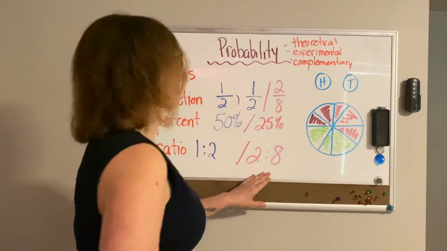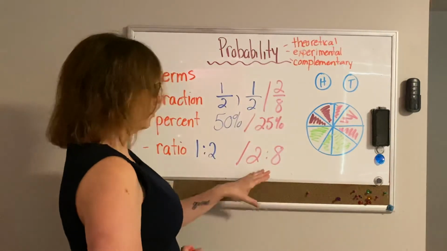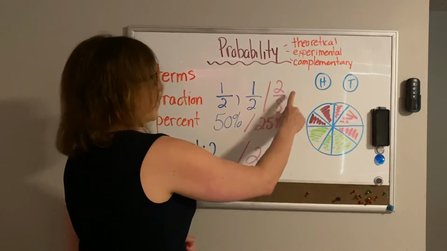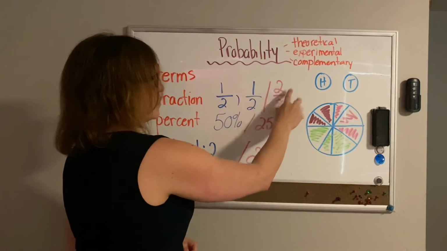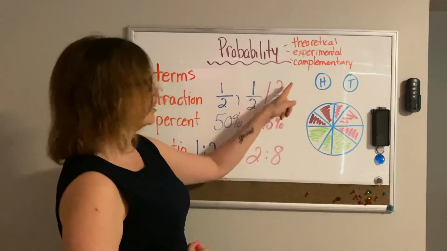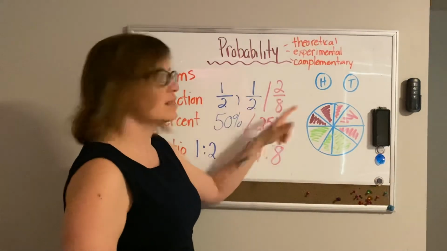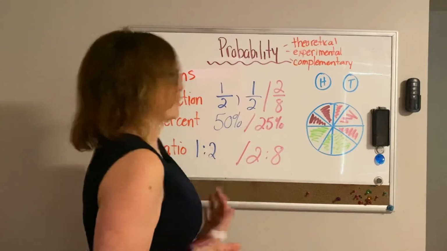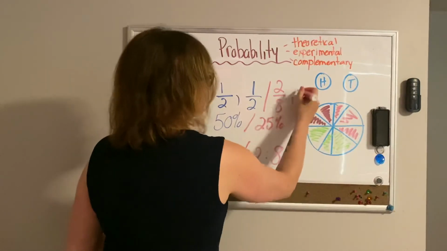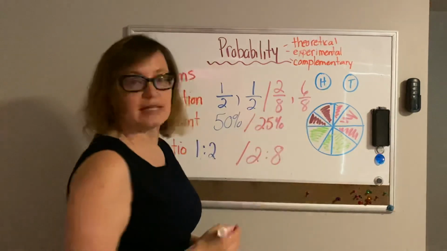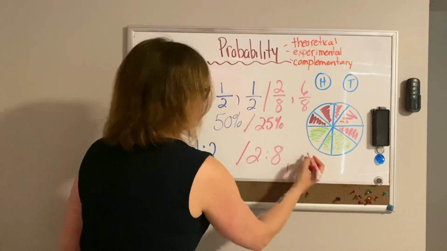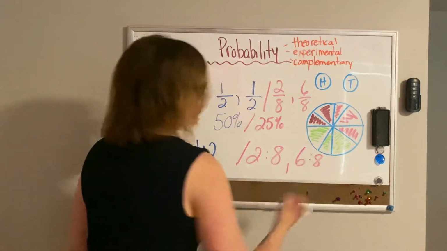So I just want to go back to complementary. When we look at the spinner, the probability of me landing on purple is represented by 2/8. And so the complementary of that, landing on any other color, would be 6/8. I have the probability 6/8 of landing on a different color, and then the ratio would be 6 to 8.